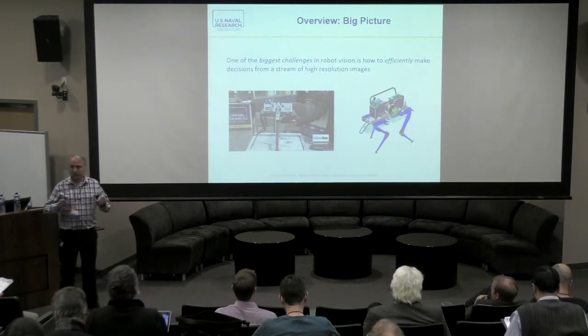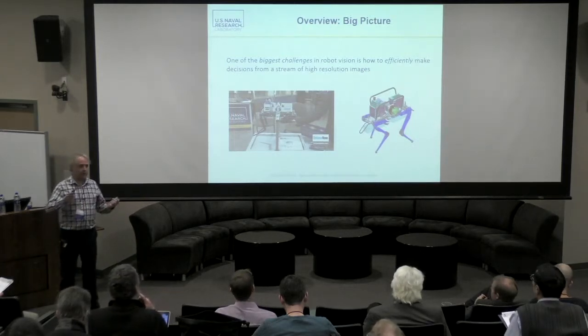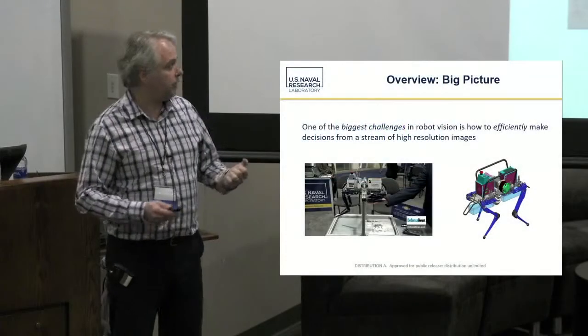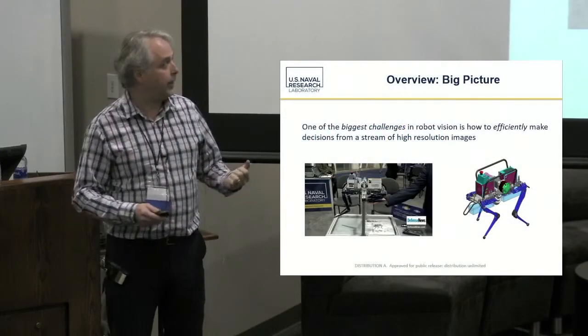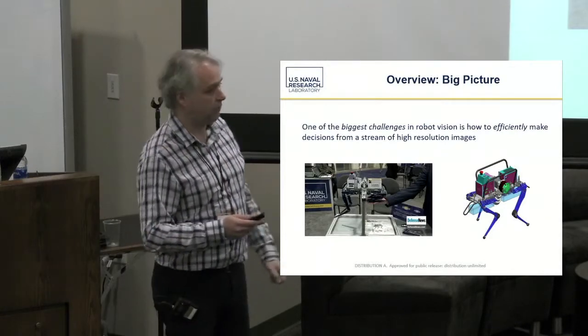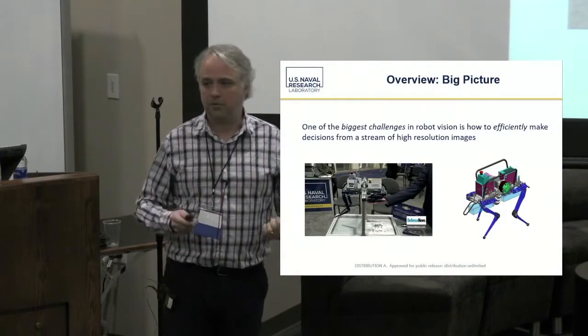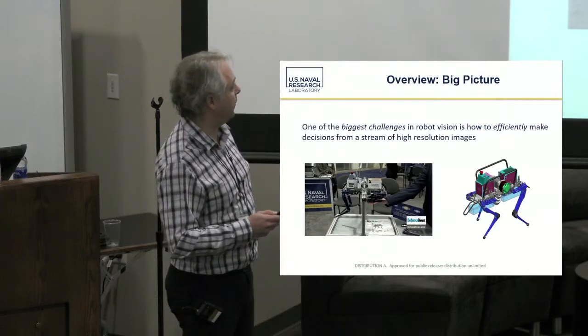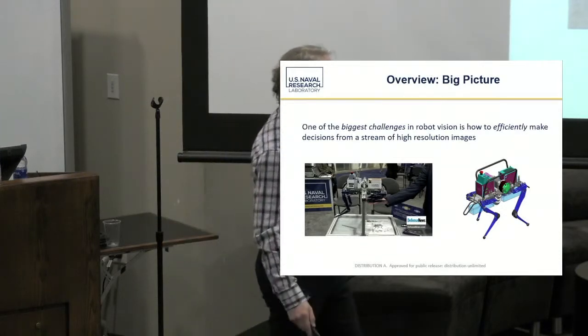We want the robot to be able to move and do other things like find people, but we also need to be able to move and not hit things, right? So we need to be able to efficiently make decisions from this stream of high-resolution images, which is just a lot of information to process. So we're trying to do this.